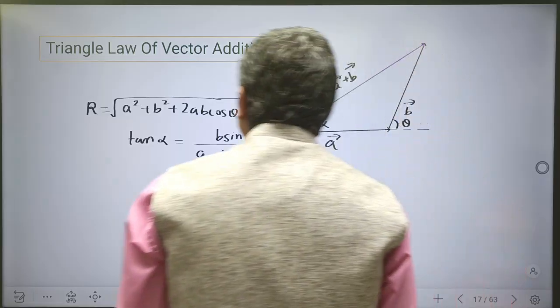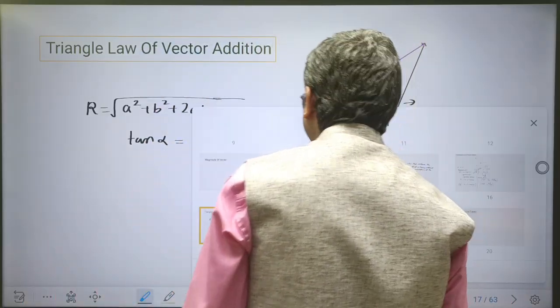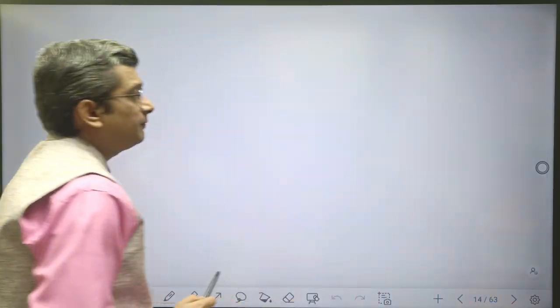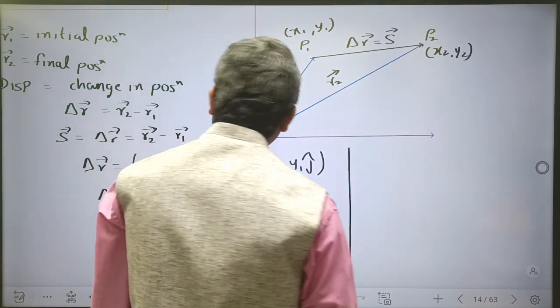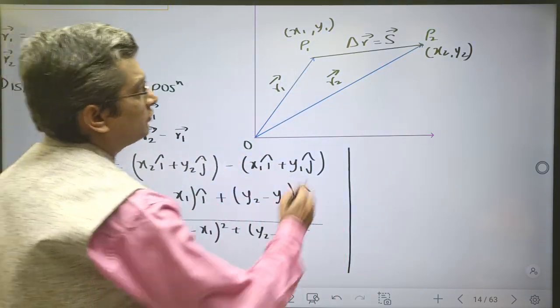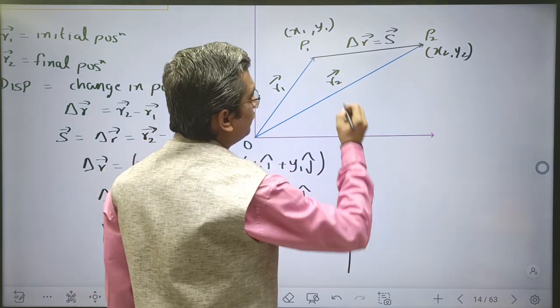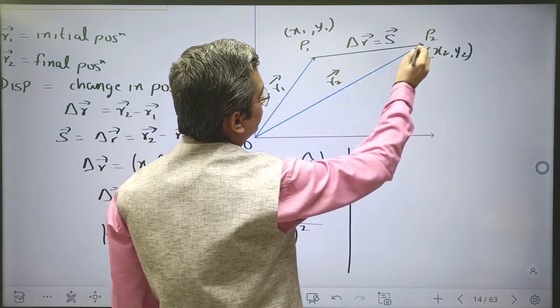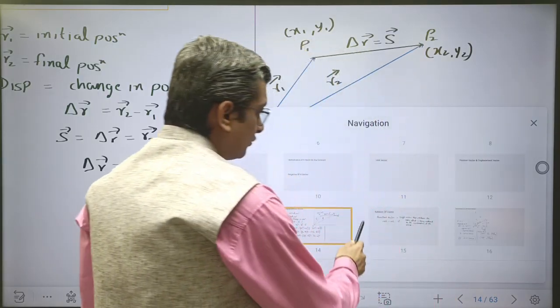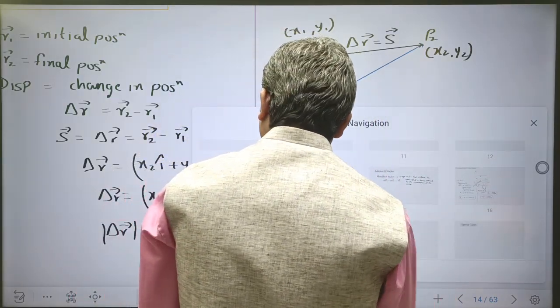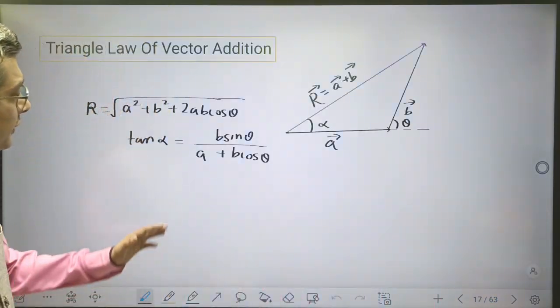One more thing, dear students, in the case of a displacement vector, one thing I actually didn't discuss with you is the direction of the displacement vector. As you can see from here, the direction of the displacement vector is always from the initial position to the final position. Very basic thing. So now let us come back to the point. We have completed the triangle law of vector addition.